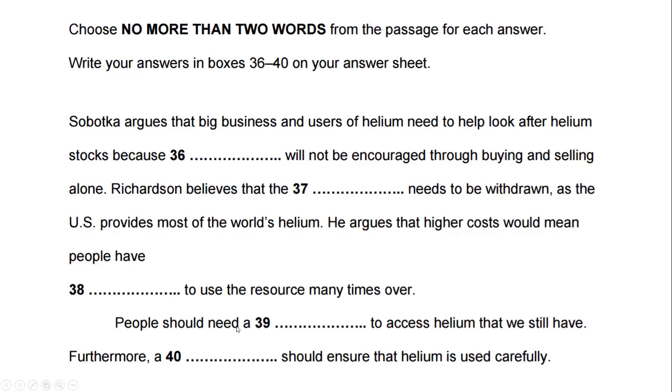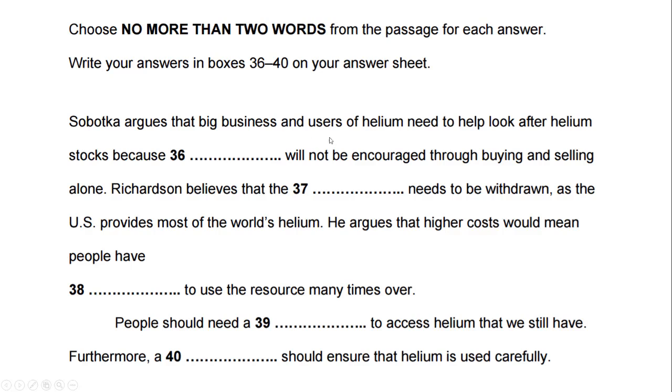People should need a license to access helium that we still have. Permission, need a permission, doesn't make grammatical sense. Further, should ensure that helium is used carefully. So it's a noun. Need a noun. People should need a noun. Okay, so we've understood what this means. Now what we need to do is think about synonyms, paraphrases, predict, things like that.